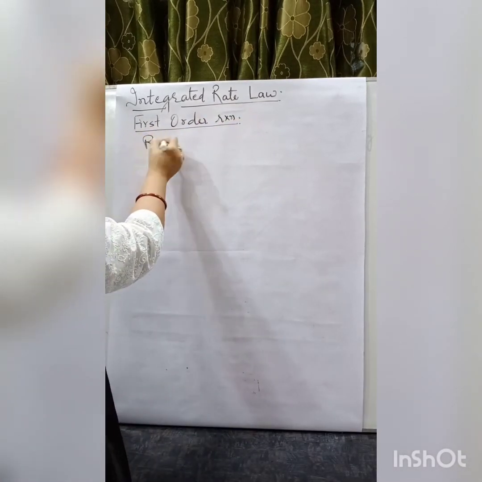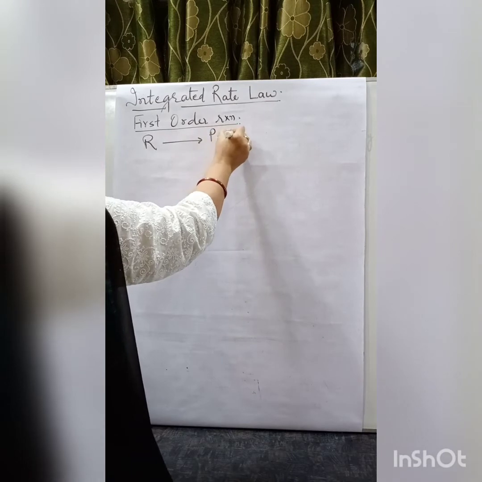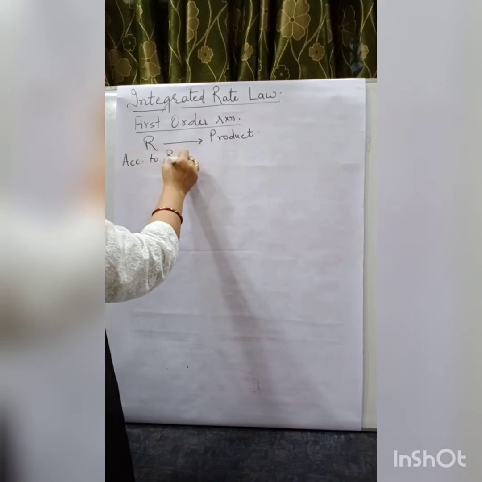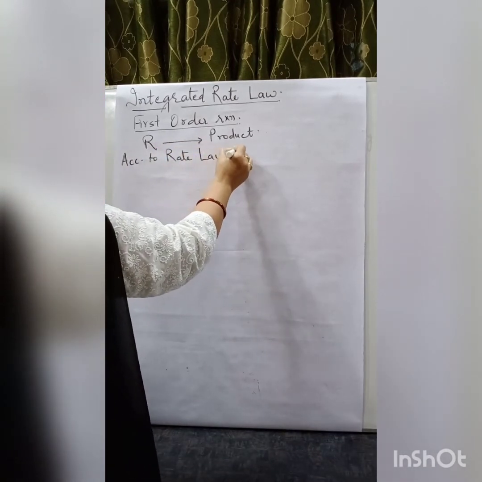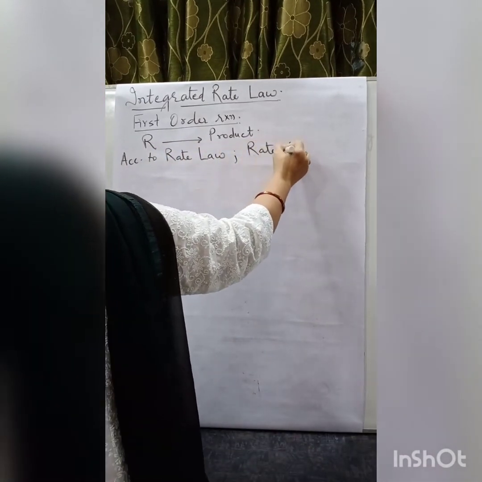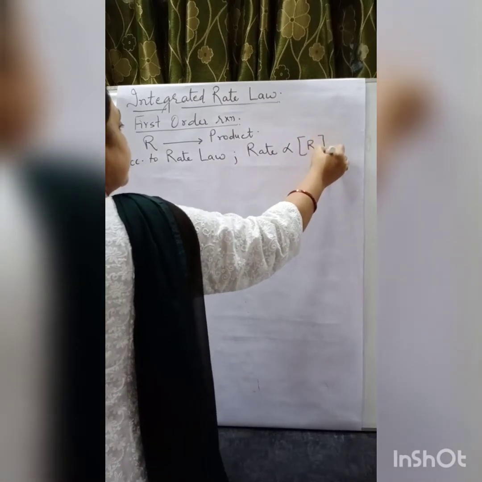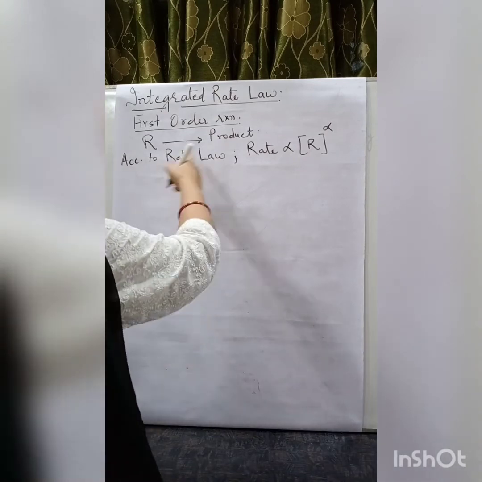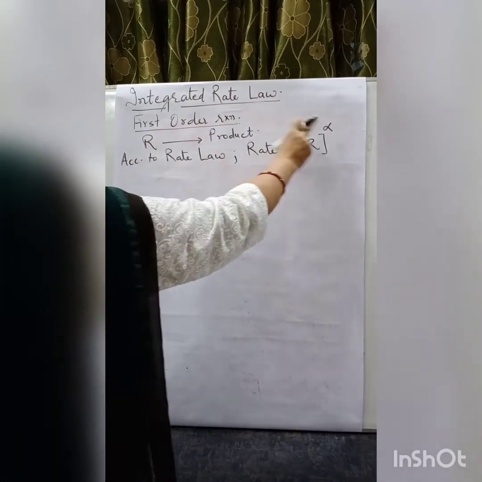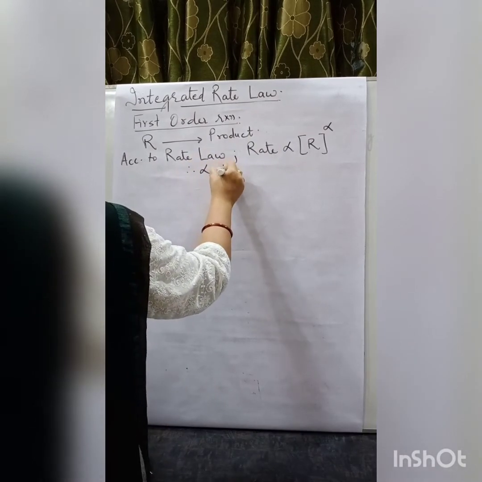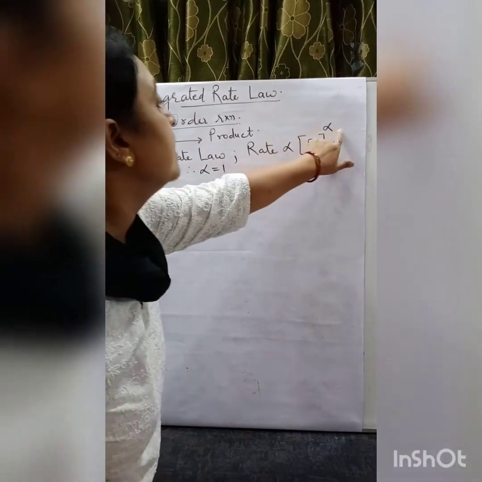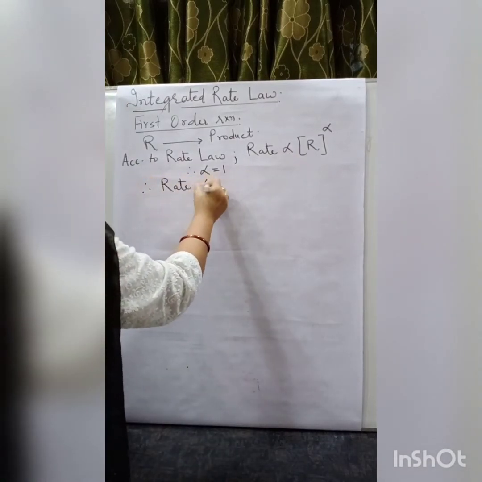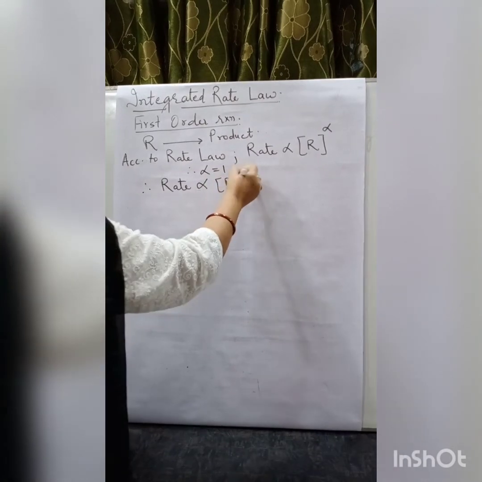Consider a reaction here also. R gives product. So according to rate law, rate is directly proportional to concentration of reactant raised to its concentration term, which is determined experimentally. Now since the reaction is first order, therefore the value of alpha is 1. Substitute this 1 here. Therefore we can write rate proportional to R raised to power 1.